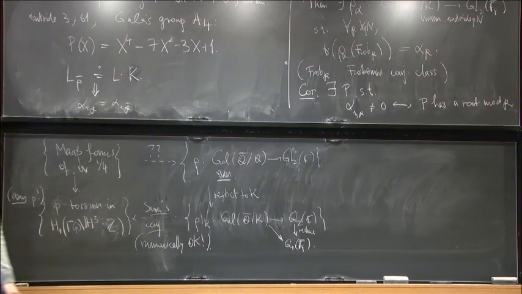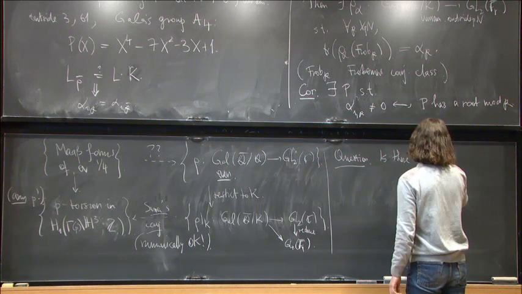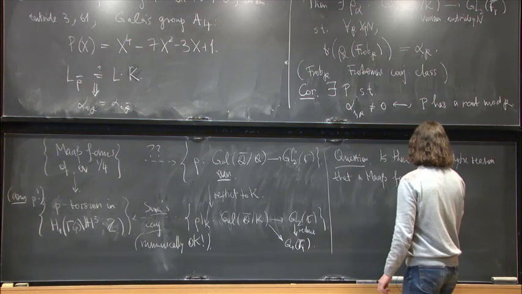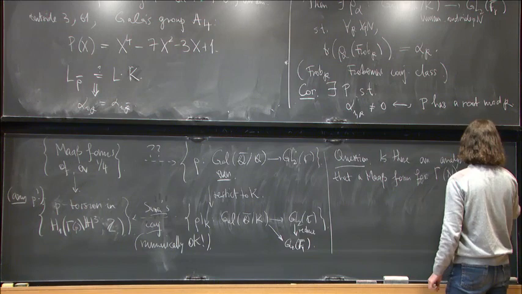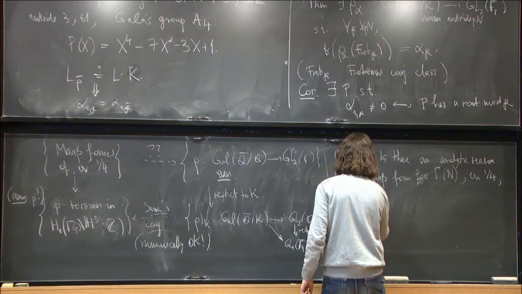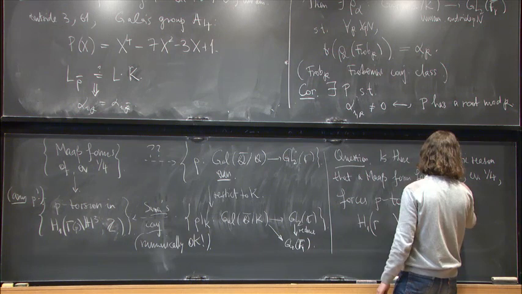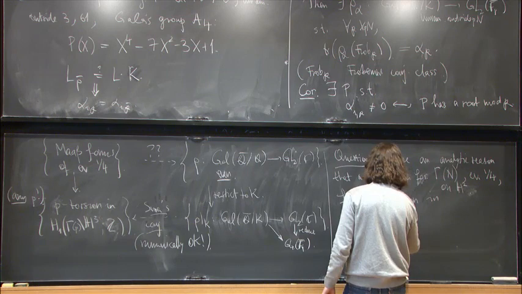So there should be some reason. So let me formulate this question. Is there an analytic reason that a Maass form on some level gamma n and eigenvalue a quarter forces P torsion in the first homology of, now, this is on the modular curve, and somehow it should force P torsion on gamma n times P in this group.